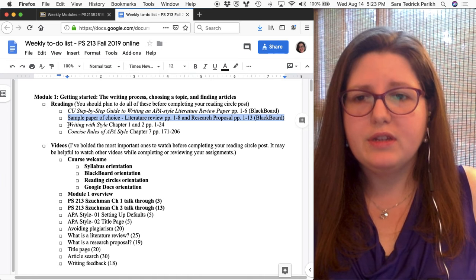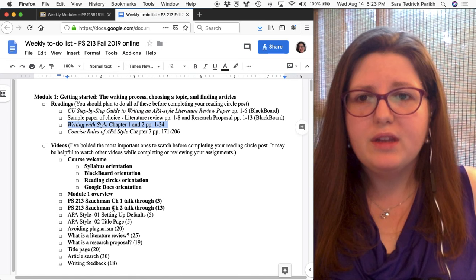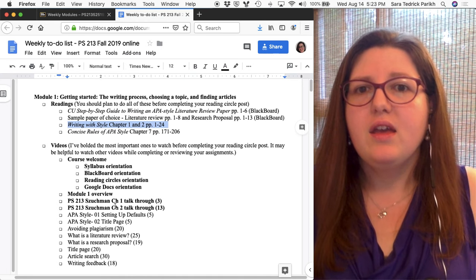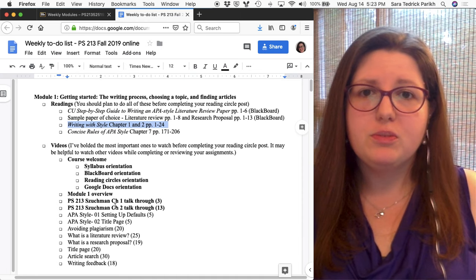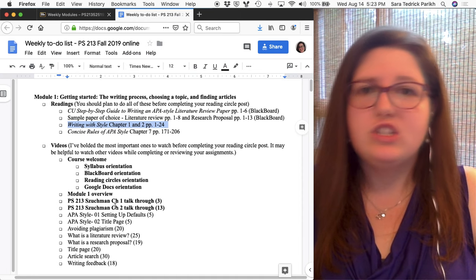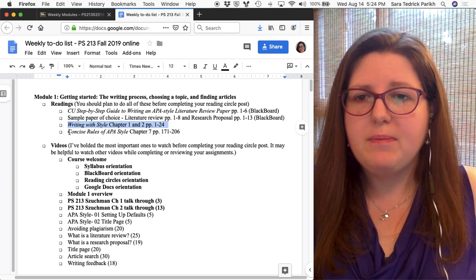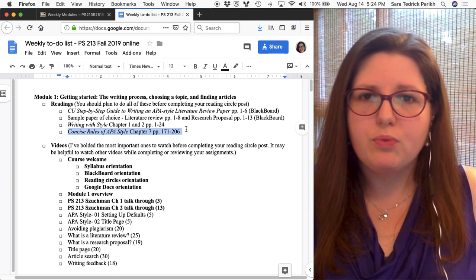The Suchman book is Writing with Style. So when you see me write PS 213 Suchman, it's me commenting on the chapter. Usually I'm sort of going through and adding; there's a couple chapters where I add a lot, and most of them I just have 1 or 2, 3 minutes. And then the Concise Rules of APA Style, that's the spiral-bound red book.